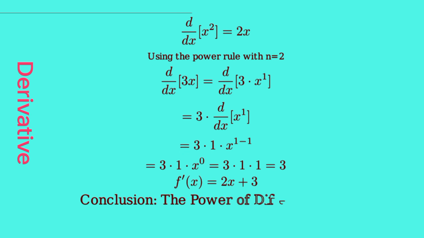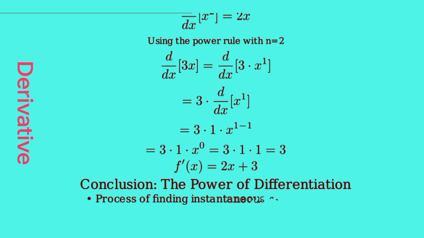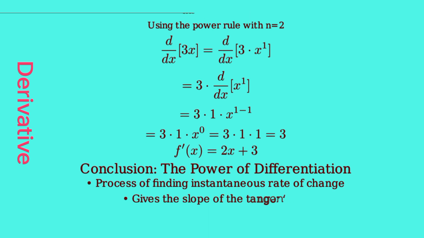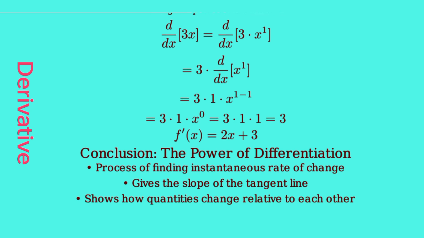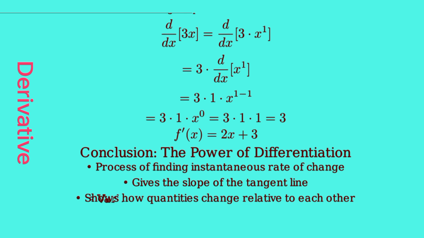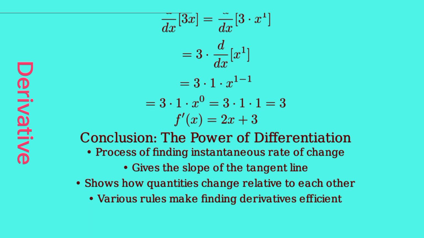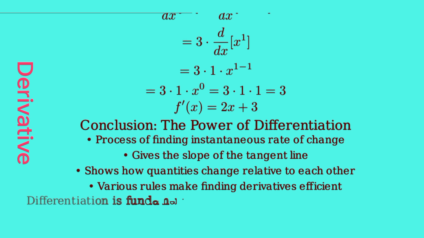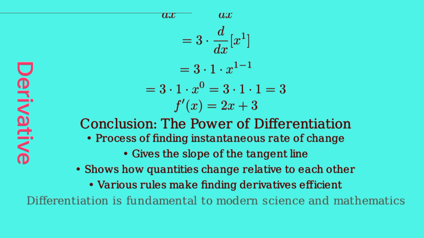To summarize what we've learned about differentiation, it's the process of finding the derivative of a function, which measures the instantaneous rate of change. Geometrically, it gives us the slope of the tangent line to a curve. Physically, it tells us how one quantity changes with respect to another, like velocity is the derivative of position with respect to time. We have various rules to help us find derivatives efficiently, including the power rule, sum rule, product rule, and chain rule. Differentiation is one of the two fundamental operations in calculus, along with integration. Understanding differentiation opens the door to analyzing rates of change throughout science, engineering, economics, and many other fields.